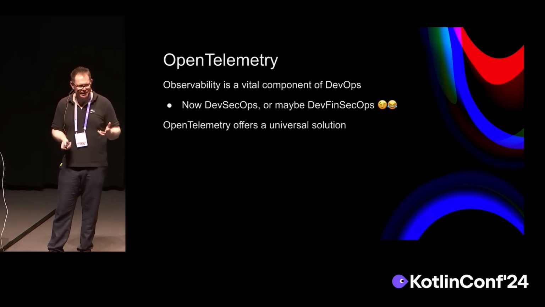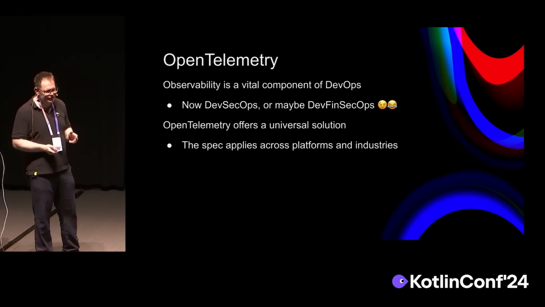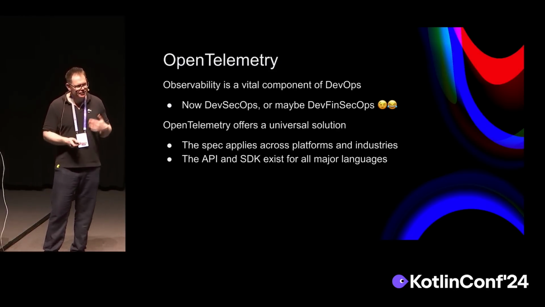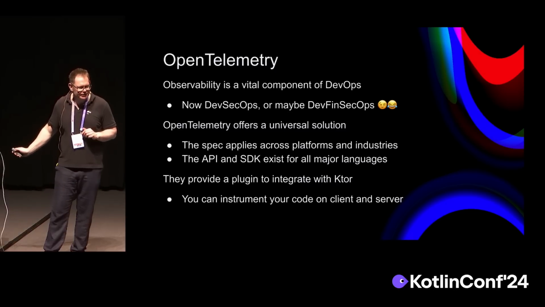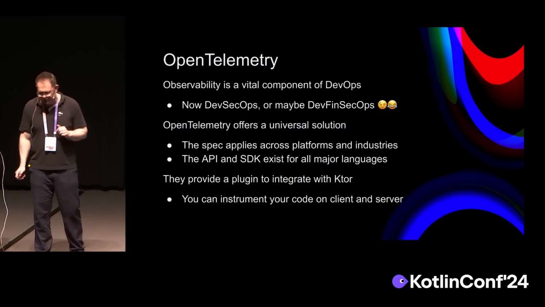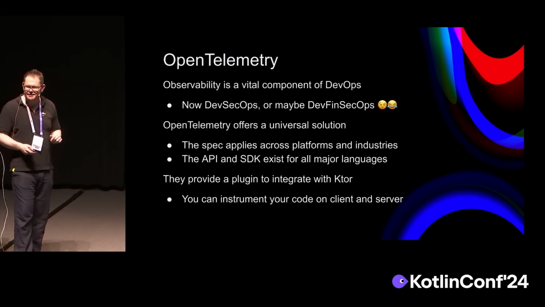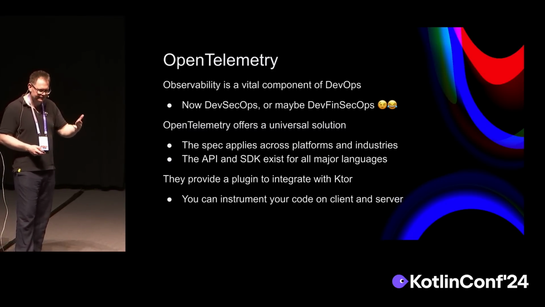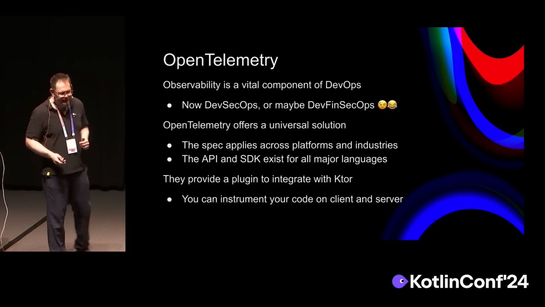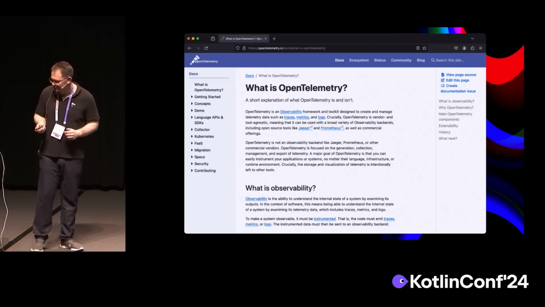For every microservice, they want to know, is this thing actually running? How well is it running? How much of various resources is it using? That kind of stuff. So OpenTelemetry is designed to offer a universal solution to that. There's a spec that you can use across platforms and industries. There's an API and SDK for all the major languages, and they provide a plugin that you can use with Ktor. What this lets you do is instrument your code. So you can take anything that you're doing and metrics related to that thing that you're doing, publish it as an event, and then that can get picked up and displayed in an administration console like Jaeger.